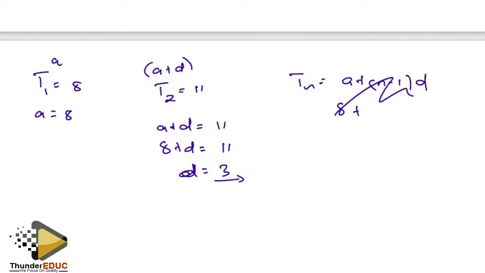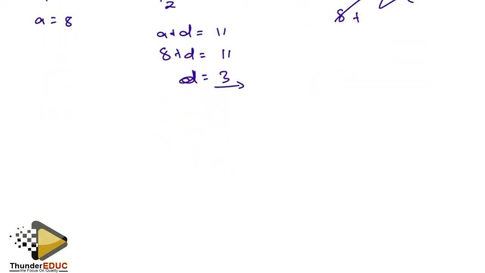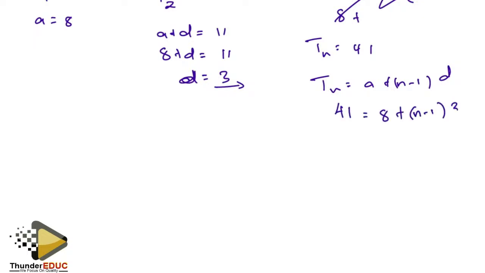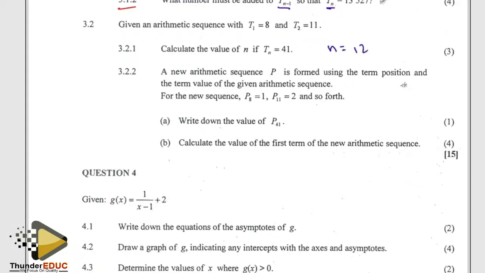Okay, so if d is 3, a is 8, they want us to get n if Tn is 41. So if Tn is 41, let's do the substitution in the general term of an arithmetic now. So 41 is equal to 8 plus n minus 1. We say d is 3. I'm going to move the 8 that side. So 41 minus 8, from my calculator, I'm getting 33, is equal to 3n minus 3. Move the 3 that side. 36 is equal to 3n. Divide both sides by 3, which means n is 12. So n is 12 for that part.